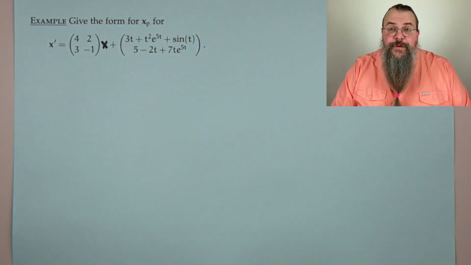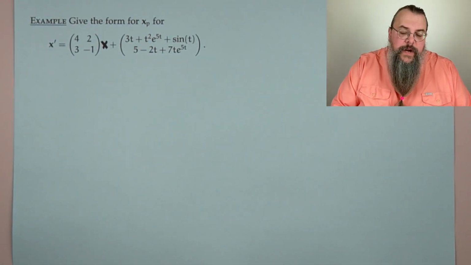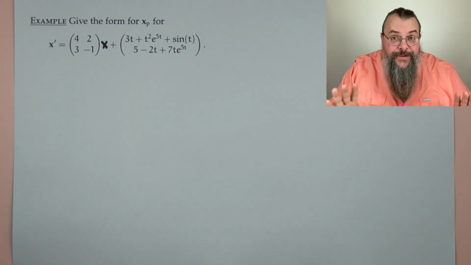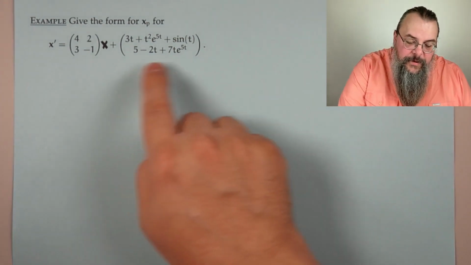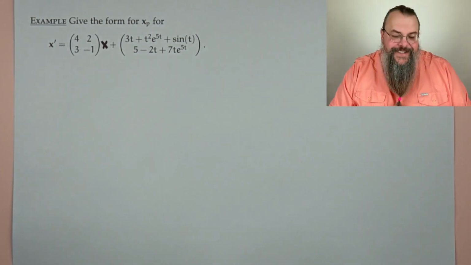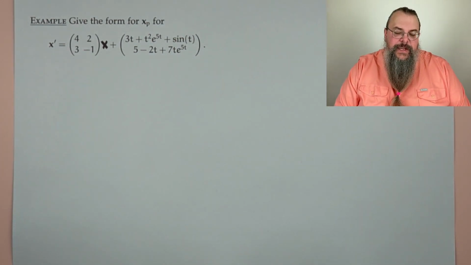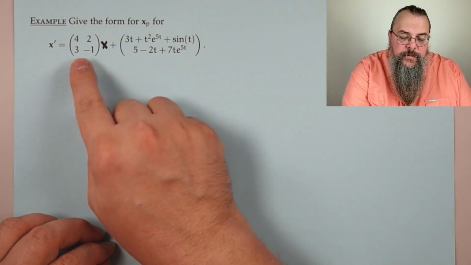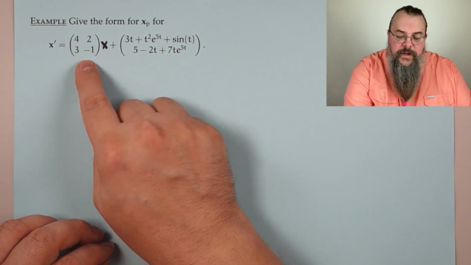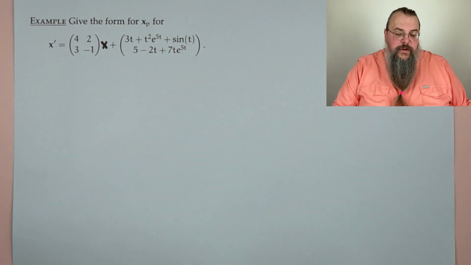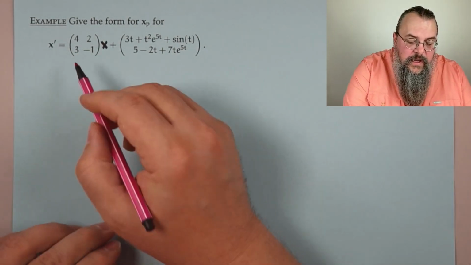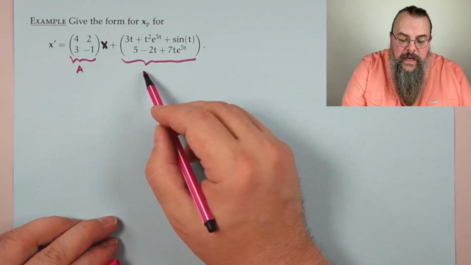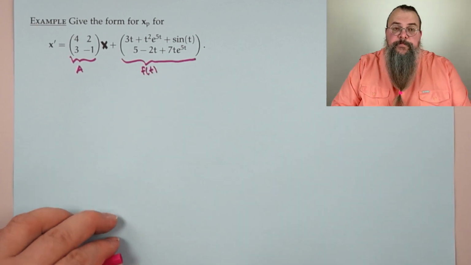So here's an example to help us get going. We're asked to give the form for xp. The good news is we don't have to solve for xp. And when we see that, we're like, good. Now we have what? X prime equals matrix X. So this part, that's our A. We have our Ax, and then we have our f of t. So there's our f of t.